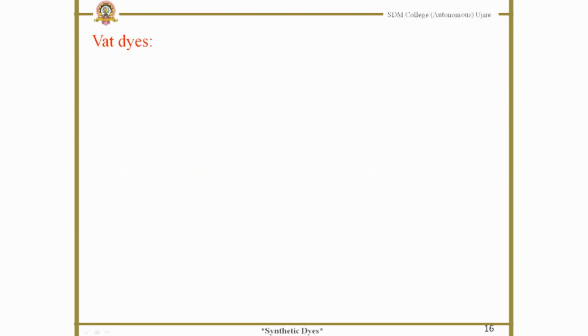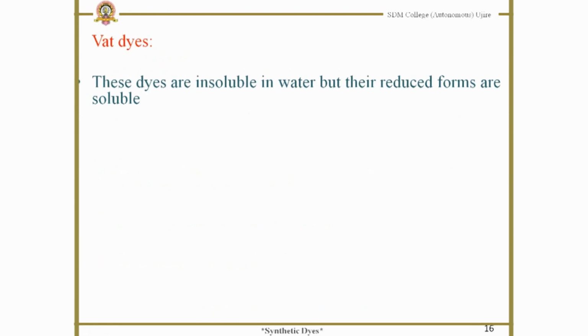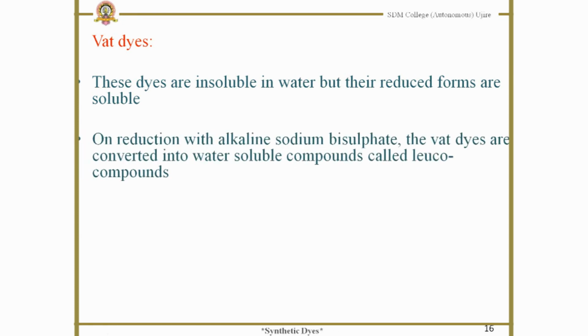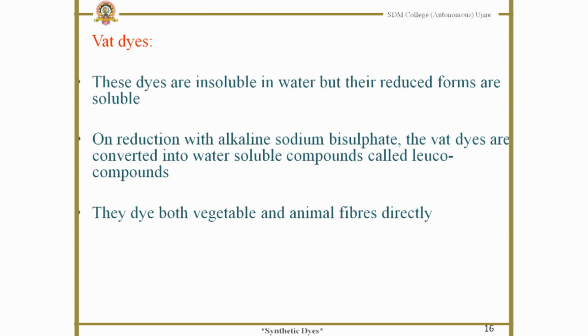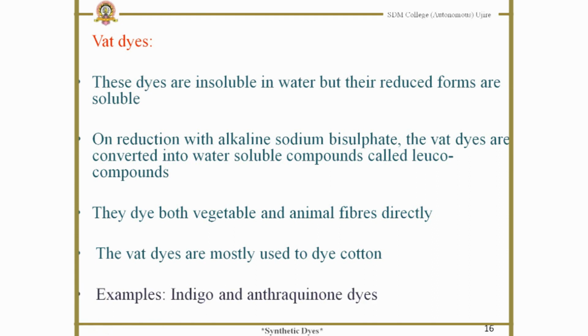Vat dyes. Vat dyes are insoluble in water, but they are soluble in their reduced form. Therefore, they are subjected to reduction in presence of sodium bisulfite. Then they are applied to the fabric. They can be used to dye both vegetable and animal fibers directly. The vat dyes are mostly used to dye cotton also. Examples of vat dyes are indigo and anthraquinone dyes.